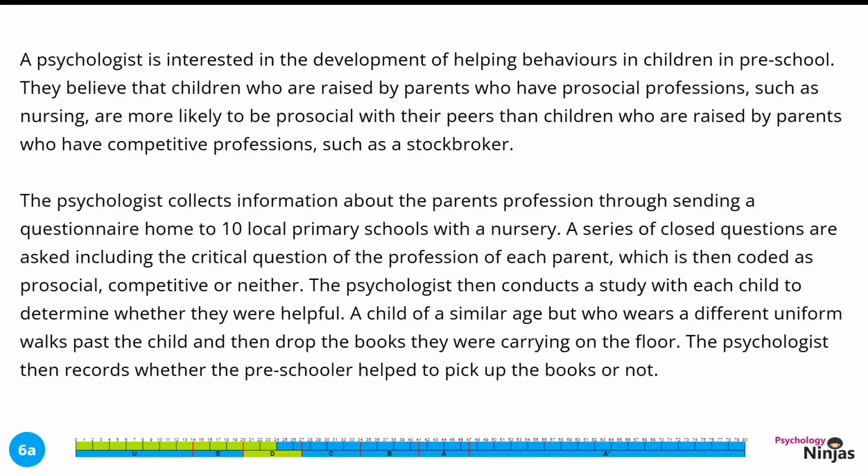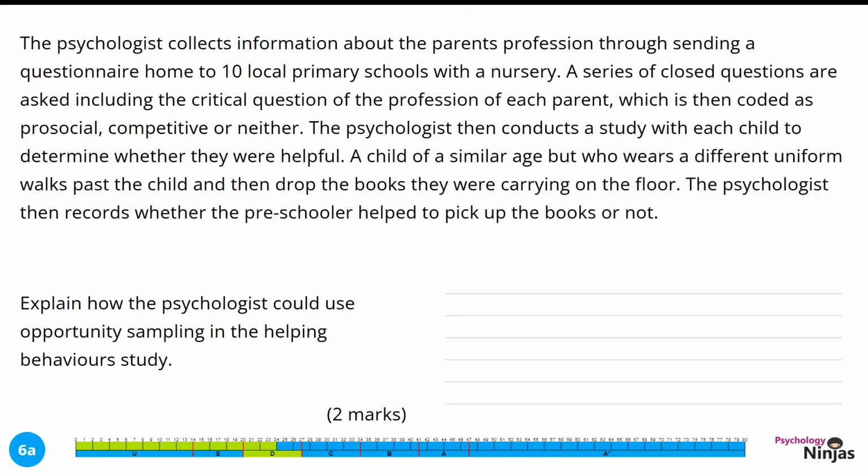The psychologist then conducts a study with each child to determine whether they were helpful. A child of a similar age, but who wears a different uniform, walks past the child and then drops the books they were carrying on the floor. The psychologist then records whether the preschooler helped to pick up the books or not. Explain how the psychologist could use opportunity sampling in the helping behaviours study.